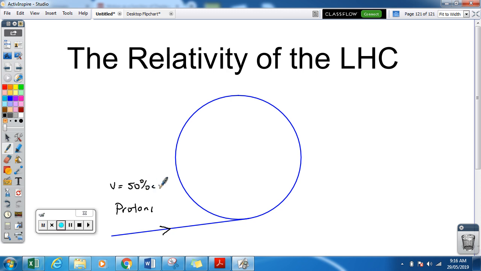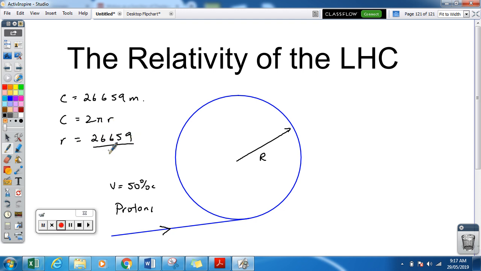Okay. We're also going to use the radius here, and according to the spec sheets that you can get online, let's have a look here. I know what the circumference is. The circumference is equal to 26,659 meters. And so therefore, using that as 2 pi r, we can then calculate the radius as 26,659 divided by 2 pi. And we'll then find that value.